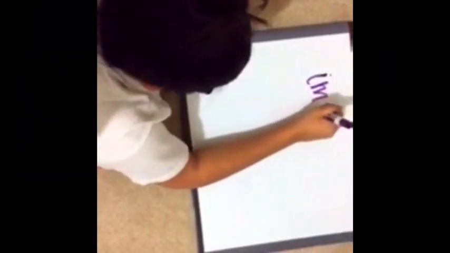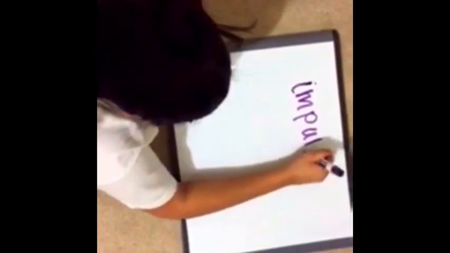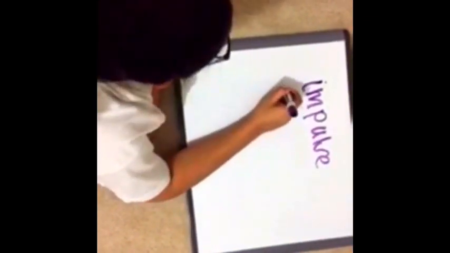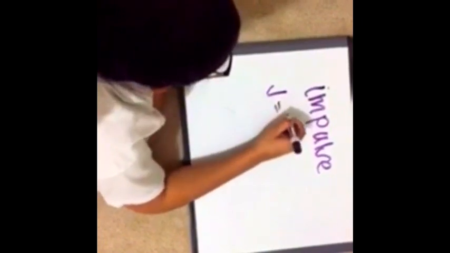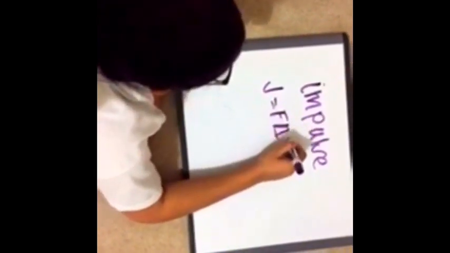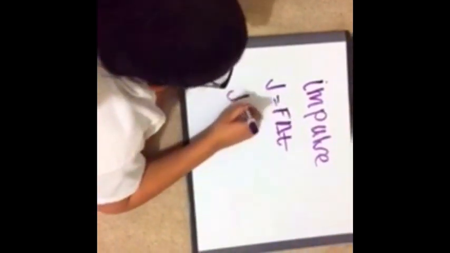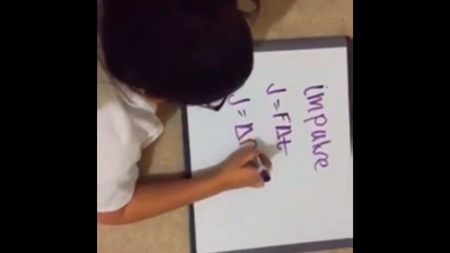The product of force and the time during which it acts is known as impulse. J equals F times delta t. In terms of impulse, Newton's second law can be written in yet another form, in which impulse is equal to the change in momentum.